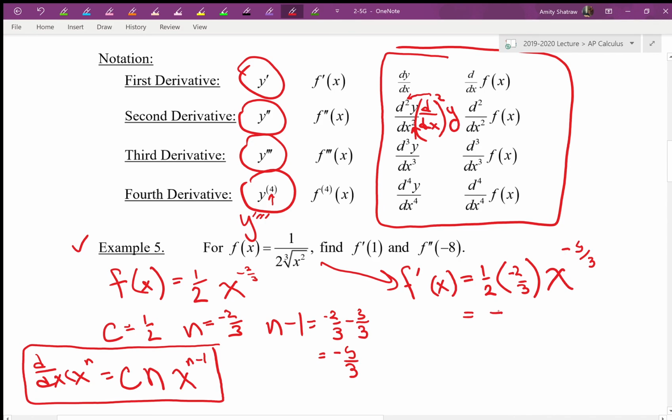1/2 times negative 2/3 is a negative 1/3. X is to the negative 5/3 power.